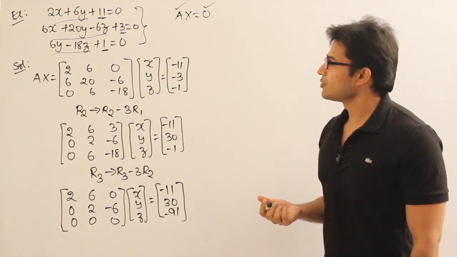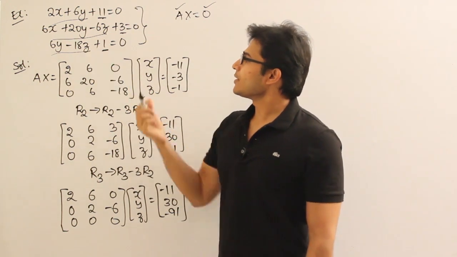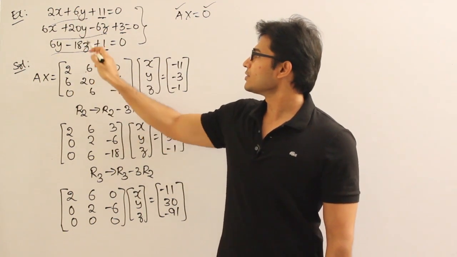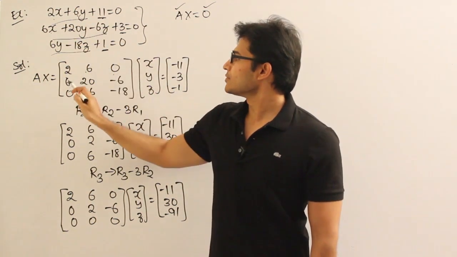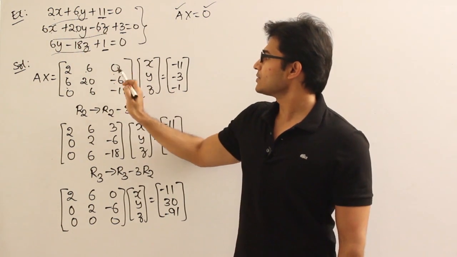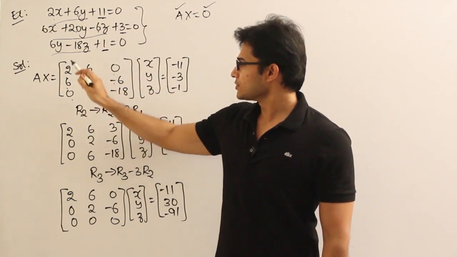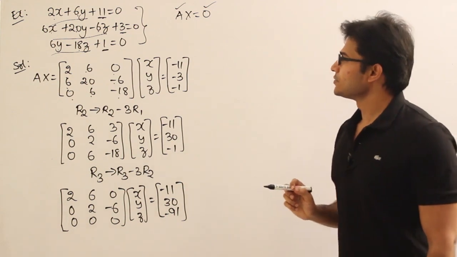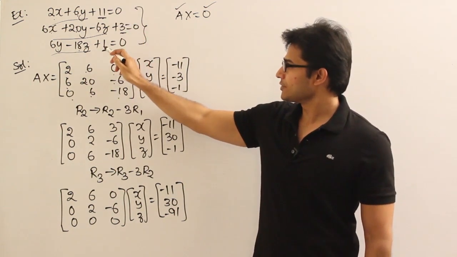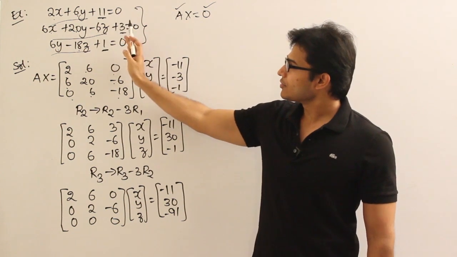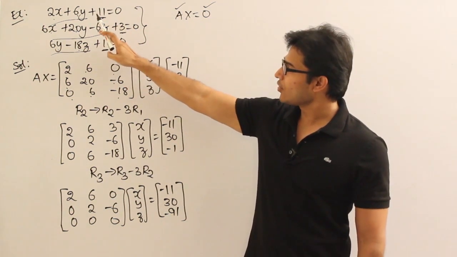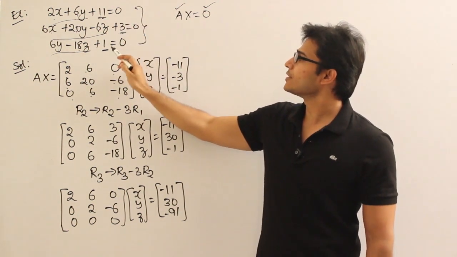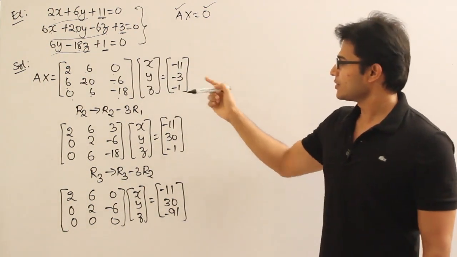One more thing you have to be careful about: writing the coefficient matrix is straightforward anyway. See this, 2x means 2 here, 6y means 6 here, there is no z term, so 0, and 6x means 6 here, 20y means 20 and minus 6z, and there is no x, therefore 0, and 6x, 6y and then minus 18z. Now if we observe the constants, we have 3 constants and all 3 are on the left side. So always get the constants to the right side and then put them here. If I get it here, it will be minus 11. If I get it here, minus 3. If I get it here, minus 1. That is why you write it here.